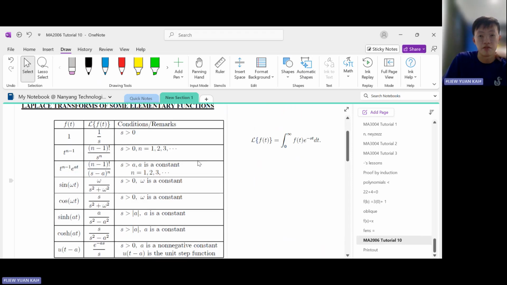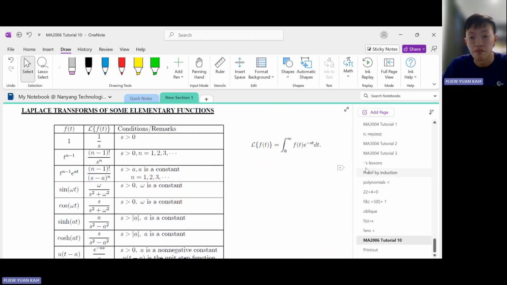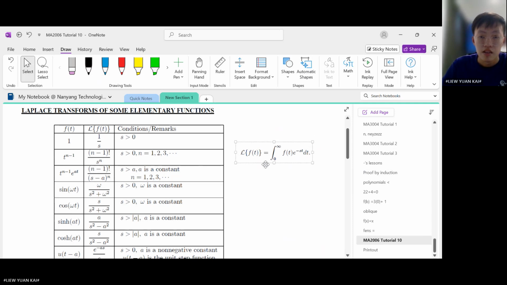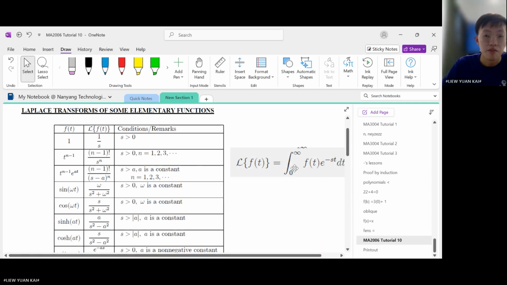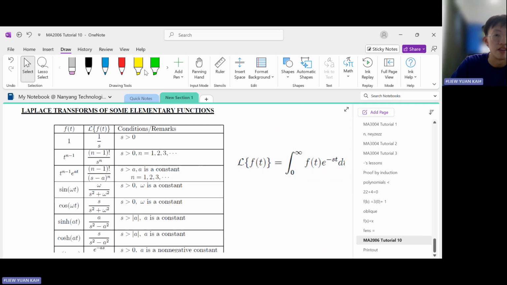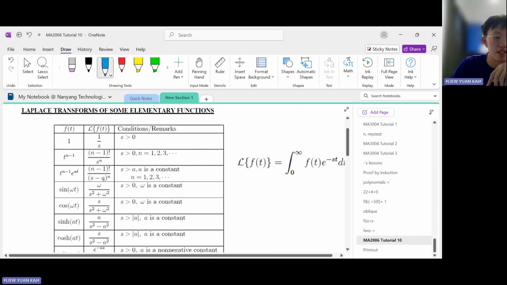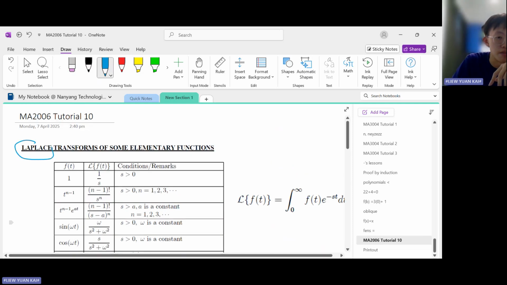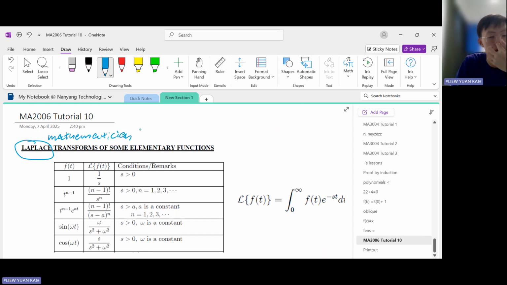So here I have the table prepared for me. Oh, by the way, you might wonder, how do people obtain this? It's not clear or explained well. And particularly how Laplace obtained this. So Laplace is the name of a mathematician, I believe a French mathematician. Anyways, he's the mathematician who created the Laplace transform.